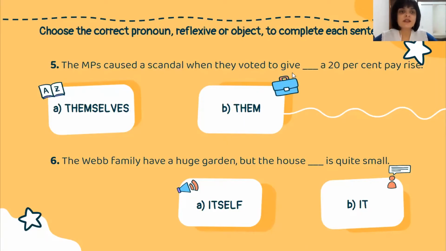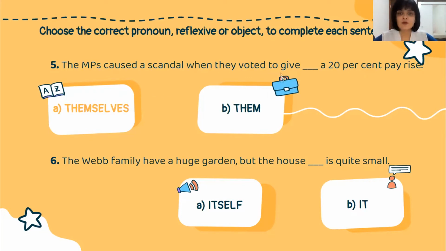The fifth one. The MPs caused a scandal when they voted to give a 20% pay rise. So which one of these words do you guys think is correct? Themselves or them? All right, very good. It's themselves, okay? The MPs caused a scandal when they voted to give themselves a 20% pay rise.